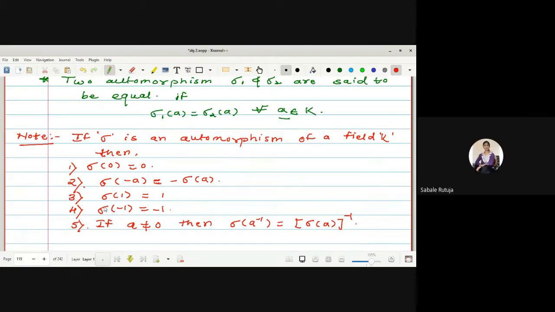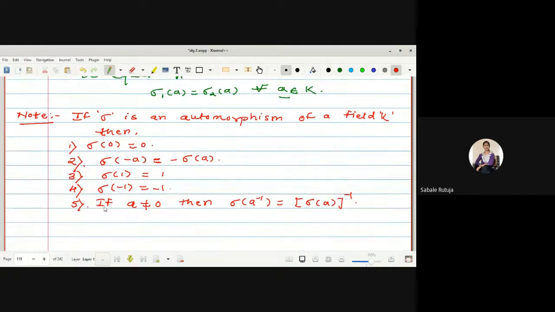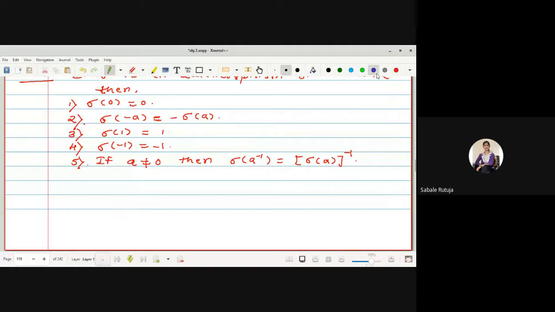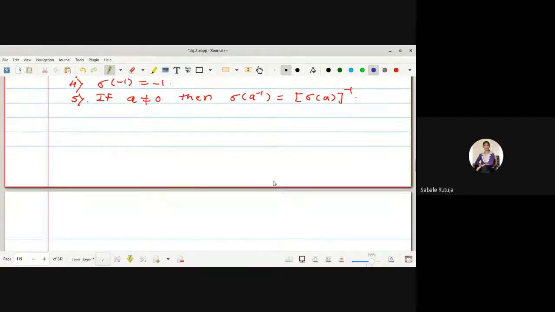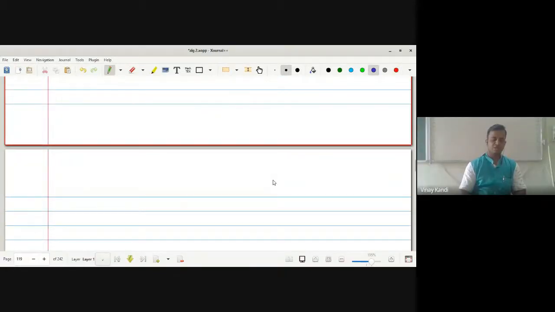No, sir. Okay, now the next theorem. Look at it here. The set of all automorphisms, the collection of all the automorphisms on the field K, then A of K is equal to the group with respect to composition of two functions. What is the theorem? Statement. Let A of K be what?